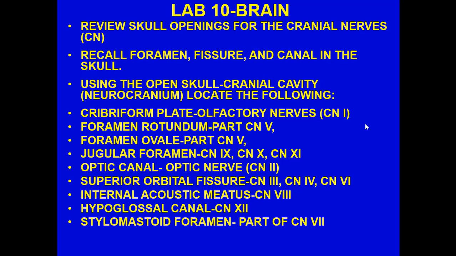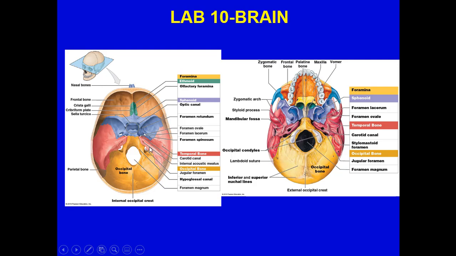The superior orbital fissure, which takes care of cranial nerves 3, 4, and 6. The internal acoustic meatus, which covers cranial nerve 8. The hypoglossal canal, which covers cranial nerve 12, and the stylomastoid foramen, which is partly cranial nerve 7. And you can see how these are all arranged here. I want you to review this image, and this image, to see clearly how these are arranged.